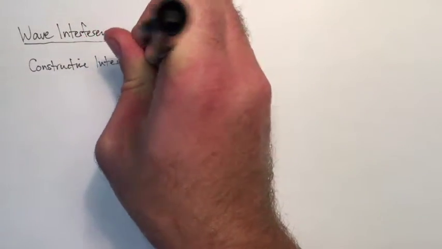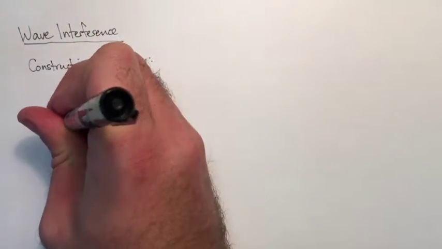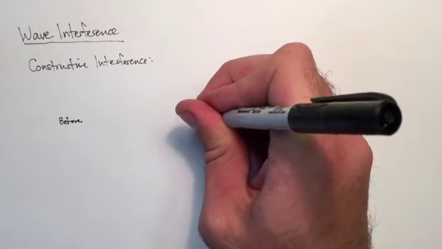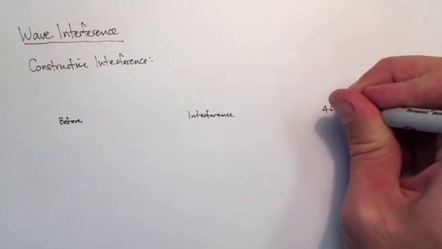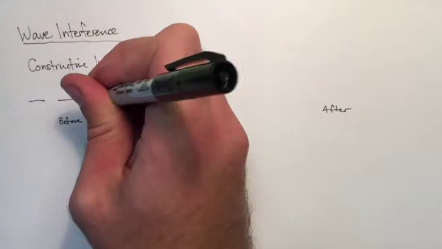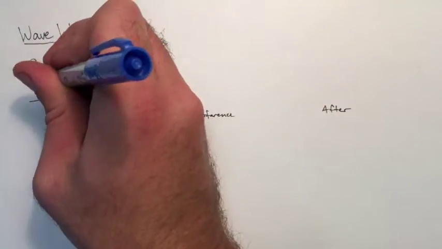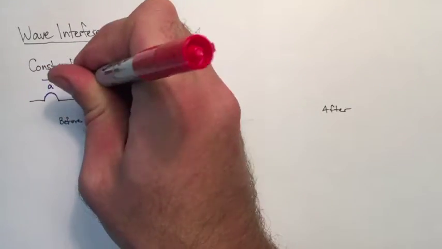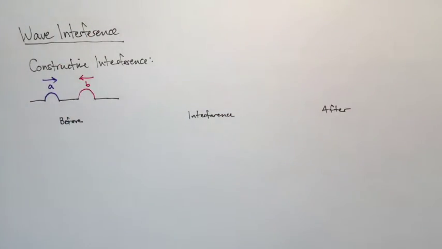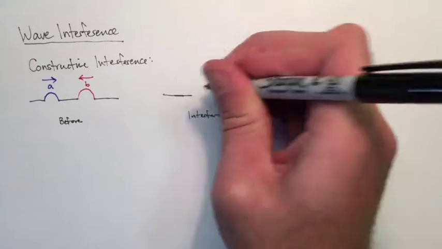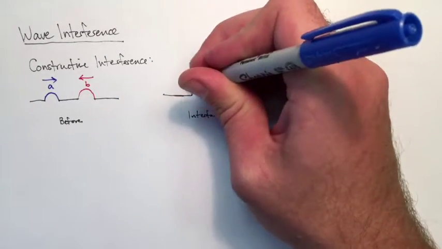Another property of waves is wave interference. So the two types of interference we're going to look at are constructive interference and destructive interference. The first one here, we'll look at two waves that interfere constructively before and after. So let's say we have wave A with some positive amplitude on a collision course here with wave B. When they meet, we're going to constructively interfere.